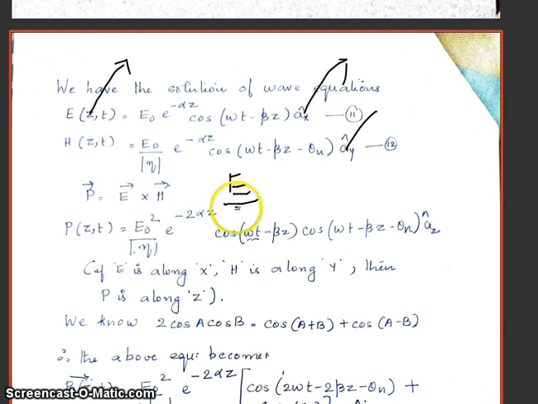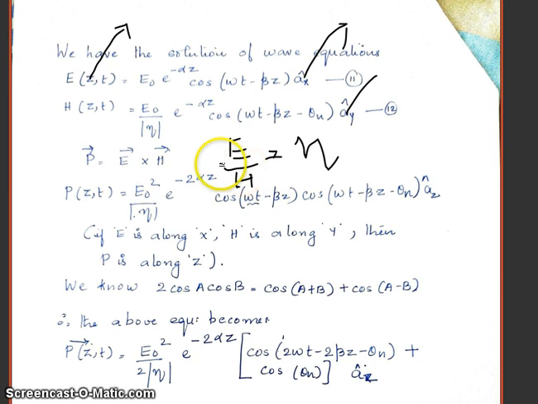And here, you know, this E naught by eta gives you H naught, because we already know E by H is equal to eta, which is your intrinsic impedance. So from that I can write H naught is equal to E naught by eta. Ideally it is H(z,t) is equal to H naught into e raised to minus alpha z into cos(omega t minus beta z minus theta n) into ay. Then that H naught is replaced by E naught by eta.